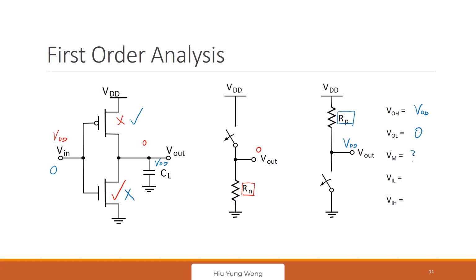Actually, I'm tricking you. But that is a good guess, a good guess if you don't have any information. That is the best you can say, VDD divided by 2. So we are going to find VM. How about VIL, VIH? Do we know?